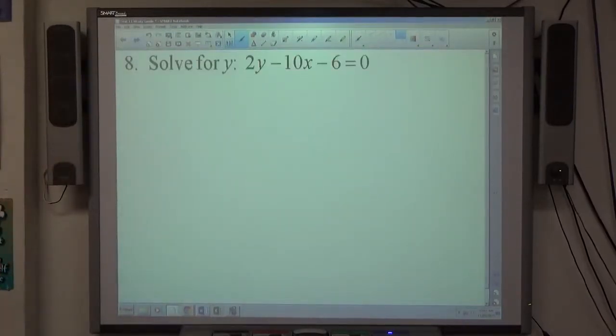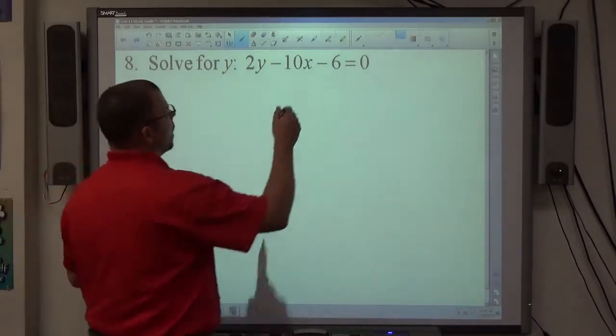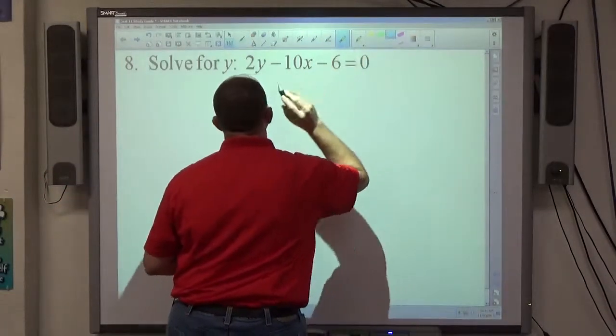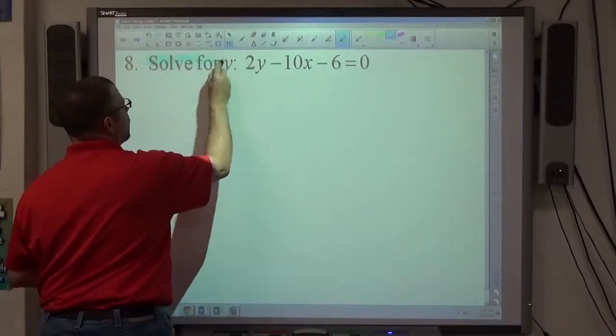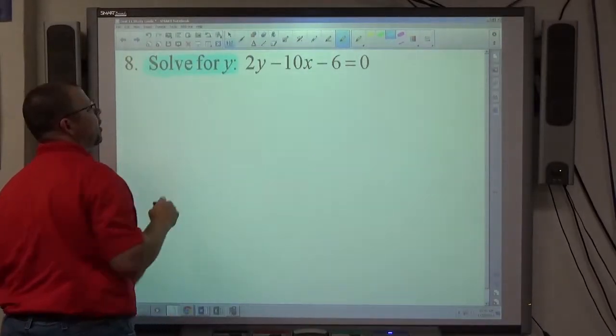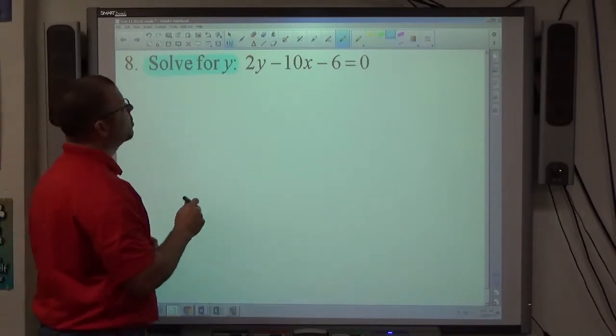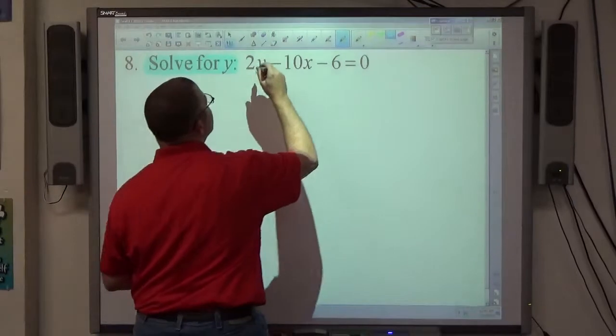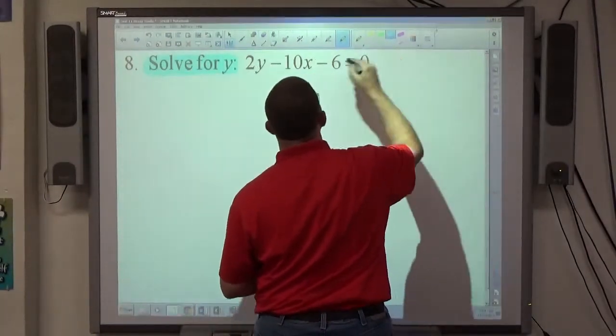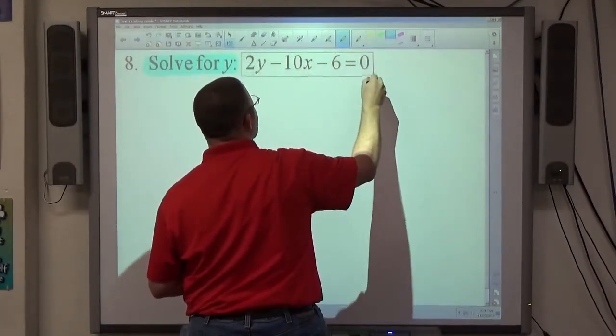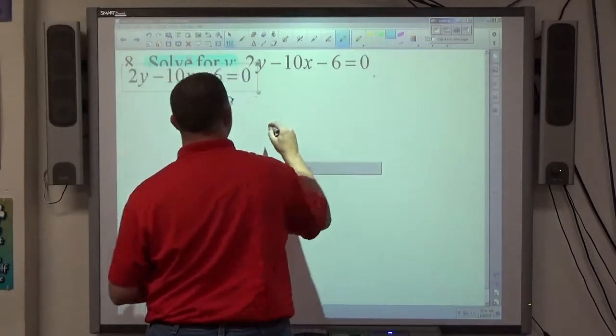Number 8, solve for y. Some of you are having struggles with these problems. Let me just focus on the main idea. When you're solving an equation for a specific variable, that means that variable is the key variable. Everything else is not as important as that variable. So if I look at my expression that I'm trying to solve, that's what I'm trying to solve for, y, right there.